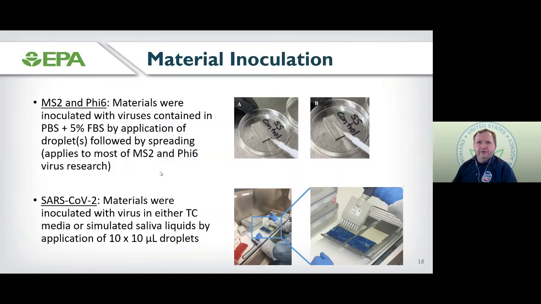Last slide on my side before I hand it over to Dr. Ratliff alludes a little bit to how we inoculated the coupons. In this case for the MS2 and 5/6, we would apply a small number of droplets and then essentially spread it out over the surface. That was the most common application method. For the SARS-CoV-2 materials, we actually used five droplets applied twice, so you get 10 microliter droplets applied 10 times to the surface. They were not spread further onto the surface.